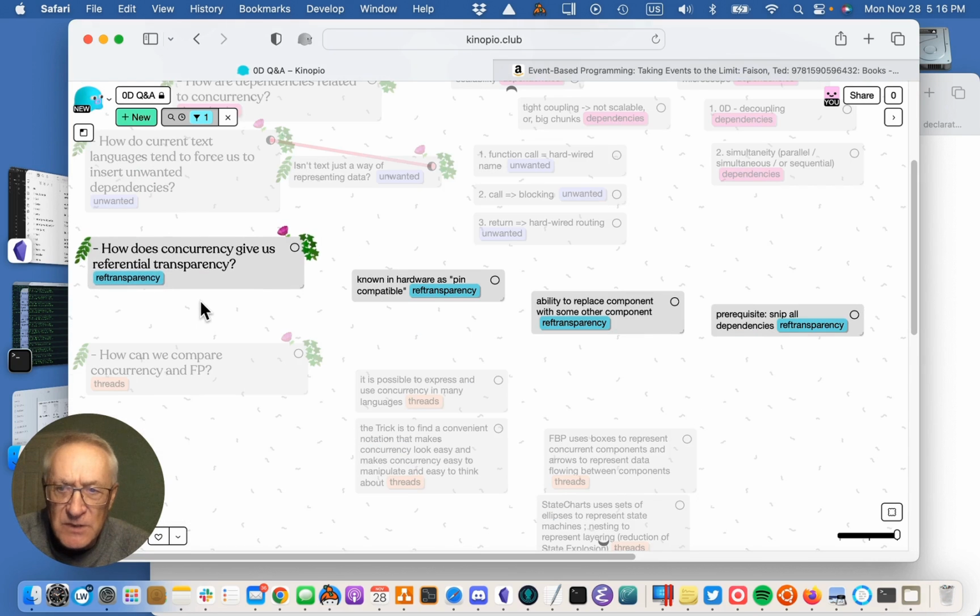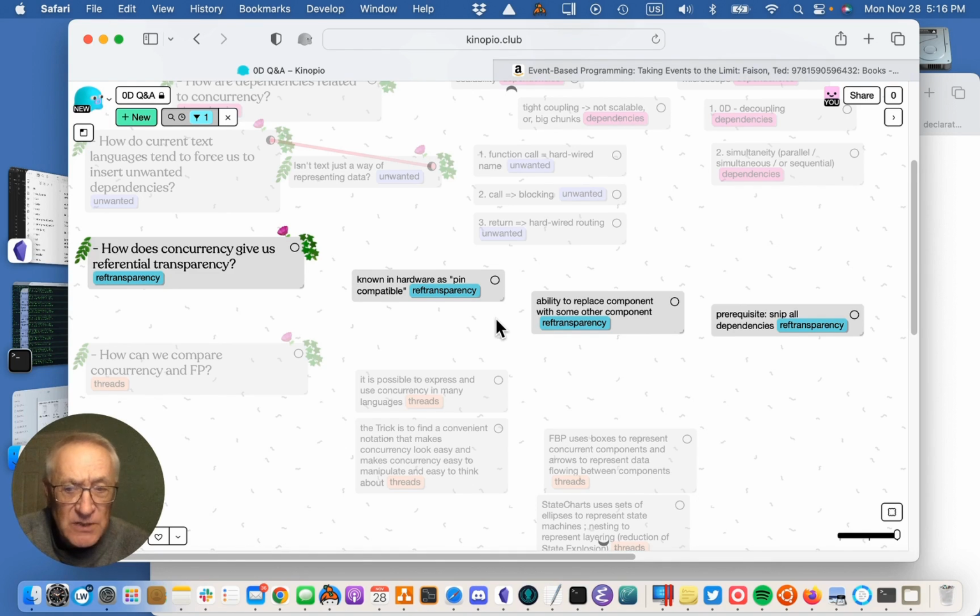How does concurrency give us referential transparency? Referential transparency is known in hardware as a chip being pin compatible with another chip. The main aspect of referential transparency is the ability to replace one component with another component.